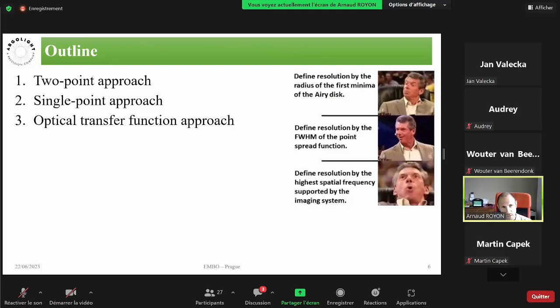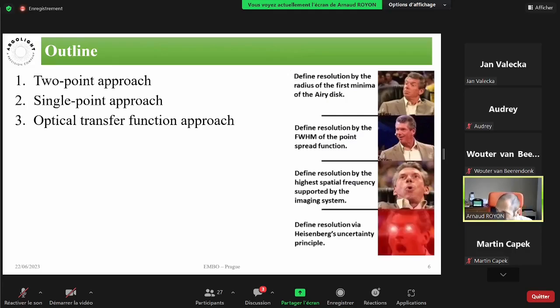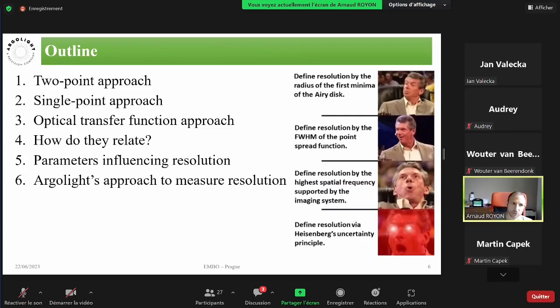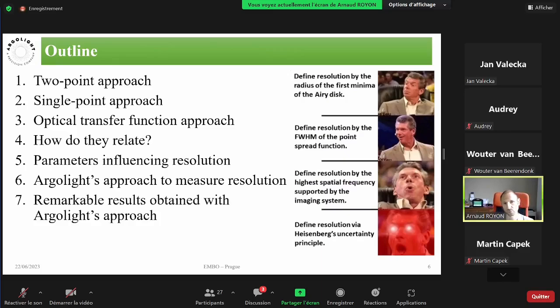I will then talk about the optical transfer function approach, which defines resolution by the highest spatial frequency supported by the imaging system. Because it is out of my competencies, I will not define resolution via Heisenberg's uncertainty principle. I will then show how these three approaches relate to one another. I will present the different parameters influencing resolution. I will show how, with our tools, we measure resolution. And then I will present some remarkable results we can obtain with Argolight's approach.